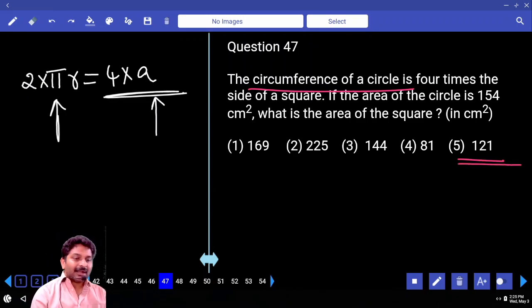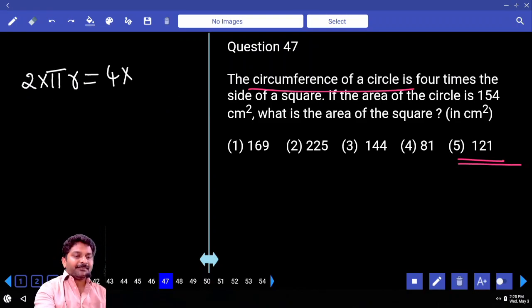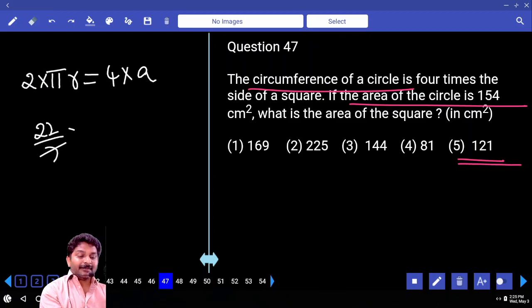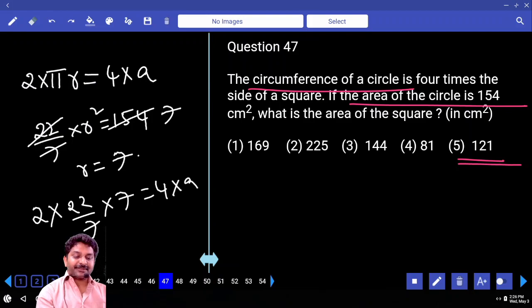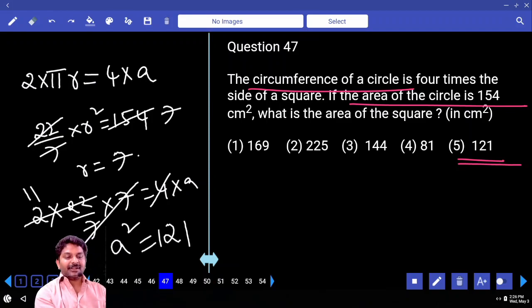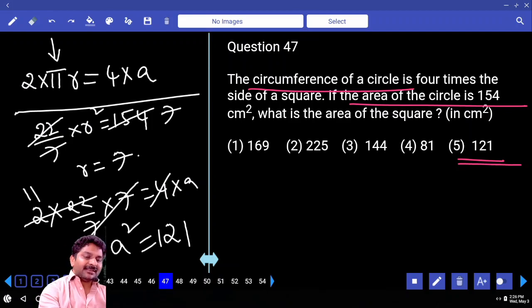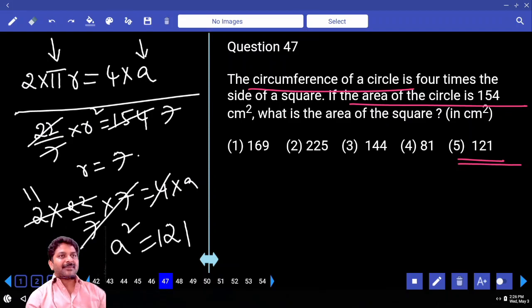Got it? Otherwise you'll have to calculate. You need to write the circle area formula. Pi r square, 22/7 r square is equal to 154. That means r is equal to 7. Substitute here, 2 pi r is equal to 4 times a. 7 gets cancelled. 4 times 11. a is equal to 11. a square is equal to 121. We don't need to write this whole epic. When you see pi, yes, a is an 11 multiple. Answer must be an 11 square multiple. Done.